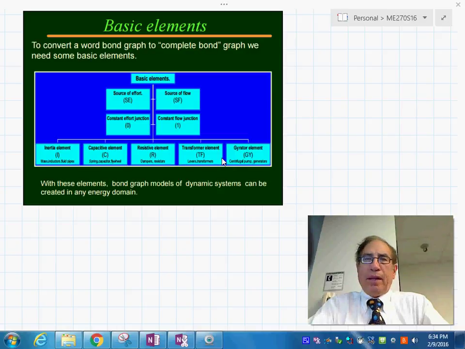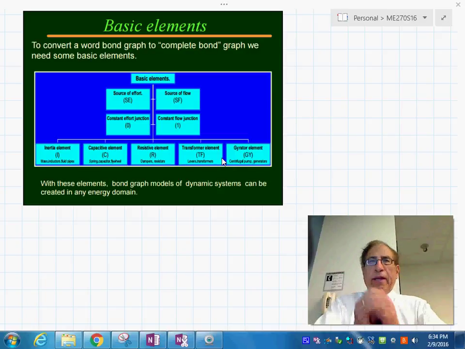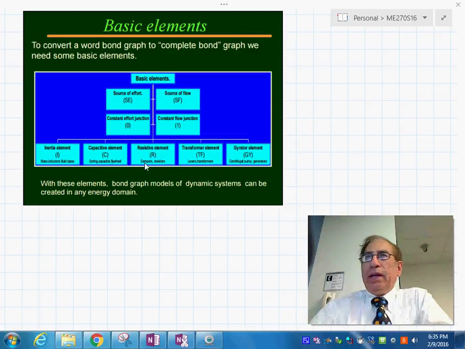Like, for example, the I element stores kinetic energy, the C element stores potential energy, the R element dissipates energy, and the other two are conservative elements that transform energy. So each of these functions on a system influences the way the system behaves completely. So what we're going to see now is how each one of those behaves.